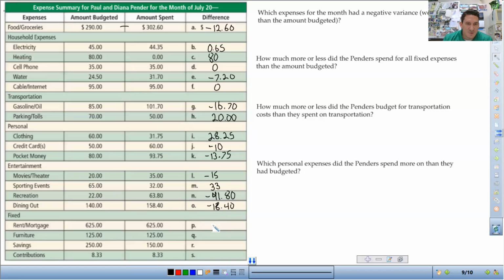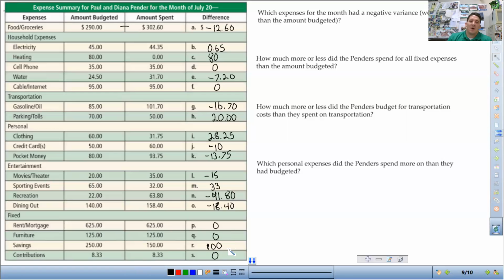Rent and mortgage, 625 minus 625 is 0. Furniture, 125 minus 125 is 0. Savings, 250 minus 150 is positive 100. And then 833 minus 833 is 0.